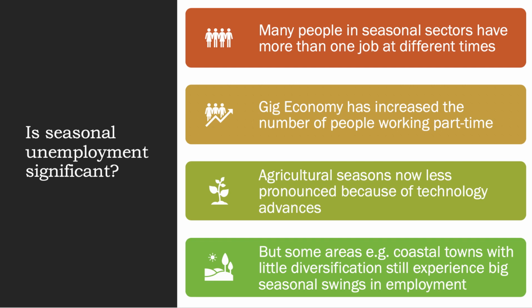Agricultural seasons are now less pronounced. The technological changes now mean that there are often more than one harvest. Oftentimes there's 12-month planting and growing, so there's less of a seasonal change in farm employment. But some parts of the UK, particularly coastal towns with very little economic diversification, they still experience and oftentimes suffer quite big seasonal swings in jobs.